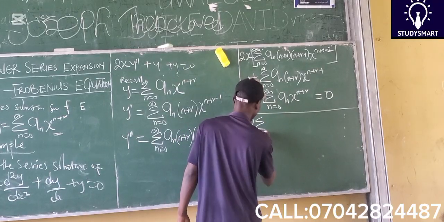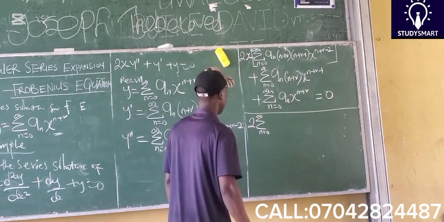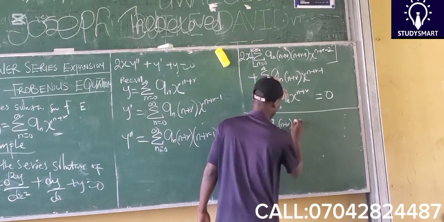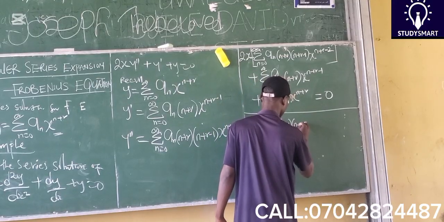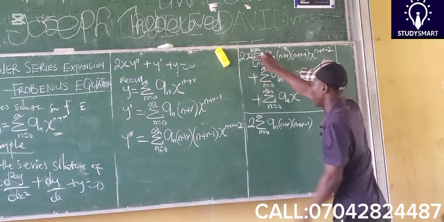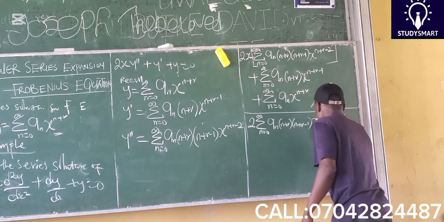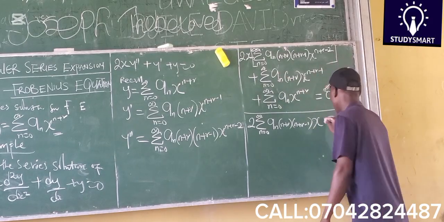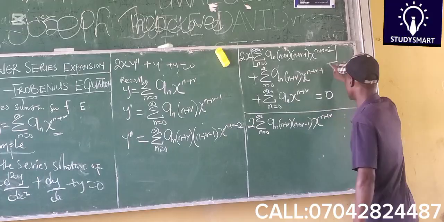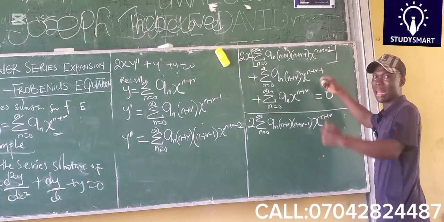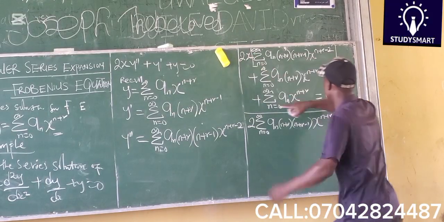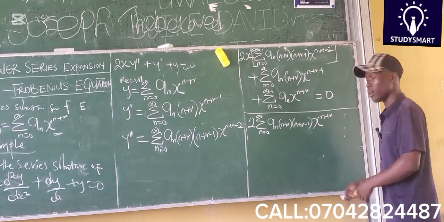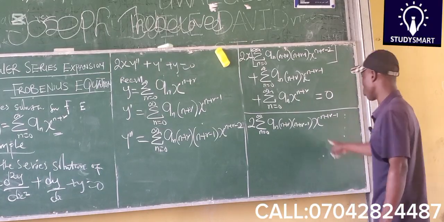2 summation n equal to 0 to infinity. Alright, I have my a subscript n into n plus r, I have n plus r minus 1. Then this is x to power 1, and this is x. I pick one of the x, then I'm going to add up the exponent, that's the powers. So I'm going to have n plus r, and this becomes minus 2. Don't forget you are adding up the power. So it becomes minus 2 plus 1, which gives me minus 1. Right, so that's for this.